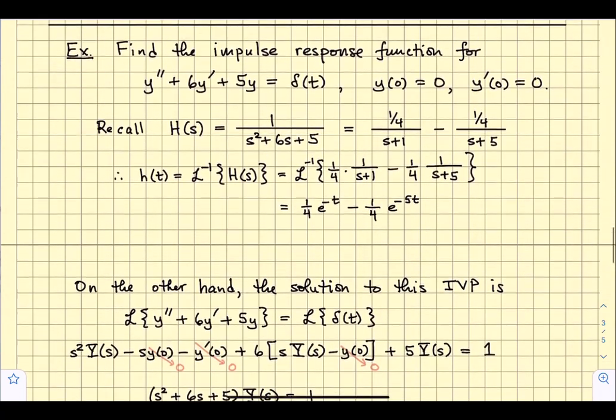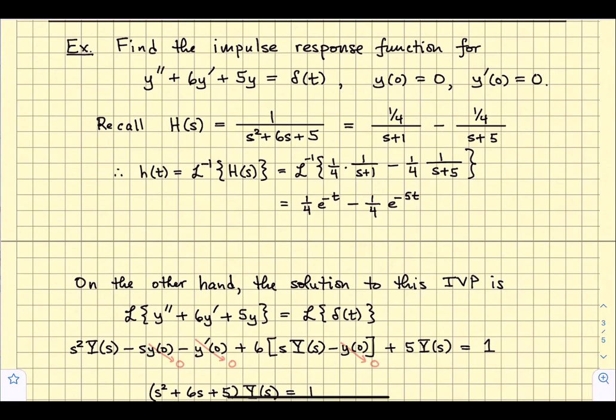Okay, as another example, let's go back to some of the things we were talking about in the last section, and let's find the impulse response function for the system y double prime plus 6y prime plus 5y equals delta of t. So this would be a unit impulse that occurs at time 0. Unit because it's a 1. It applies at time 0 because that's the place where the spike occurs. And we'll have the system initially at rest, because that's what we need to do to find transfer functions and impulse response functions, but here's our system.